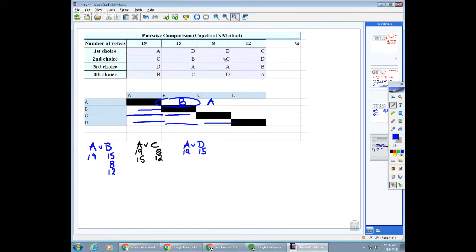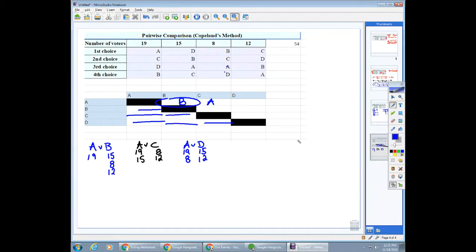In the third column, A beats D. See it now? Yeah. According to the third column, those 8 votes go to A. So we're just making believe the other candidates don't exist. What happens with A versus D? And last one, D gets those 12.